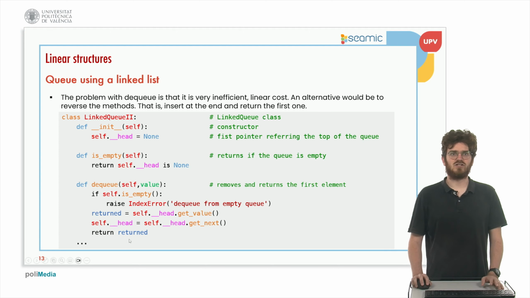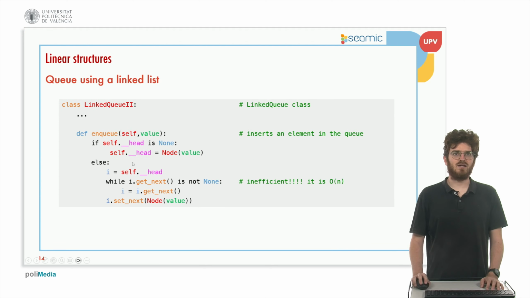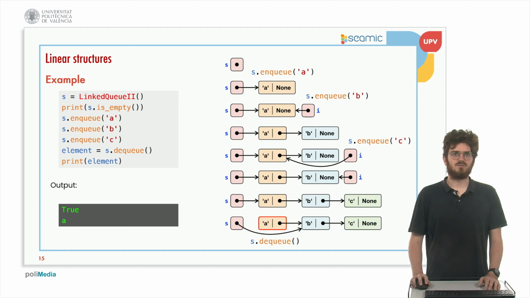Very simple, very efficient. However, if we want to enqueue an element, then we have to add it to the end of the queue. And so if it's empty, it's very simple because there are no elements. But if there are elements, we need to go with a while going next and next and next to the last element and then add it over there. And that's not efficient, as we need to perform as many operations as there are elements in the queue. So let's see it with an example.